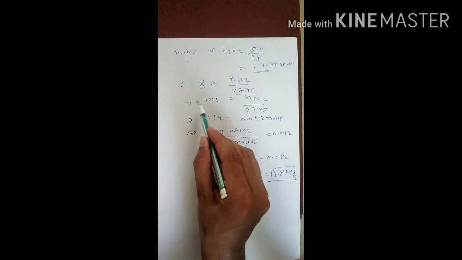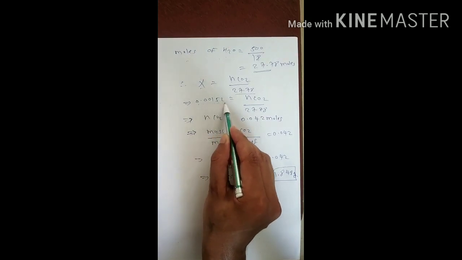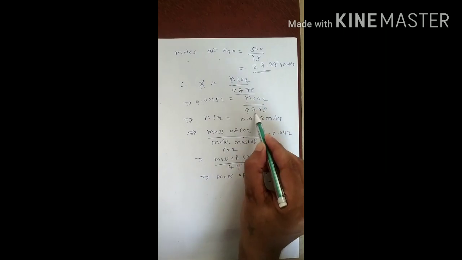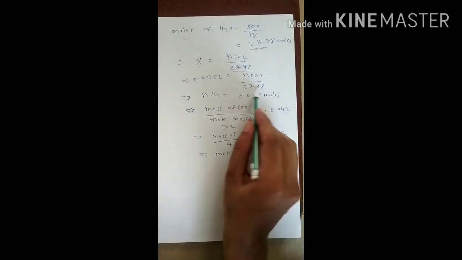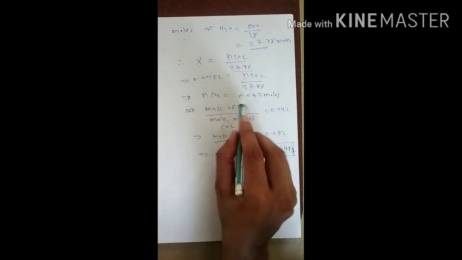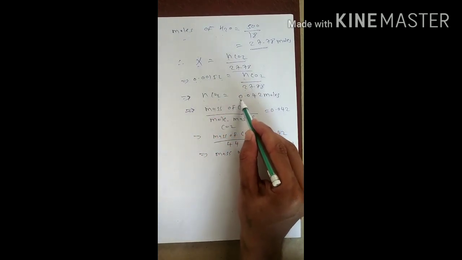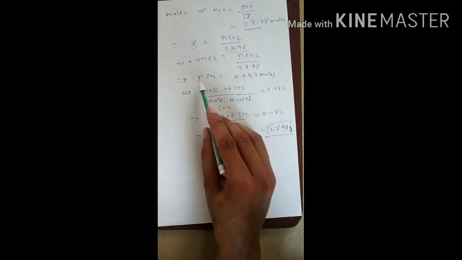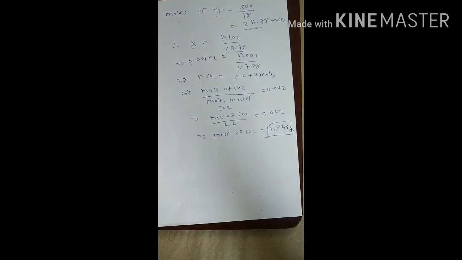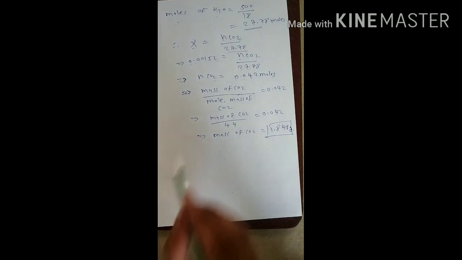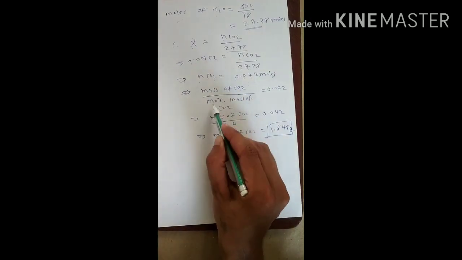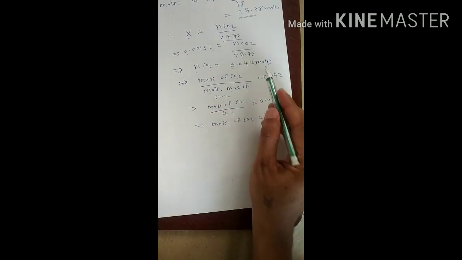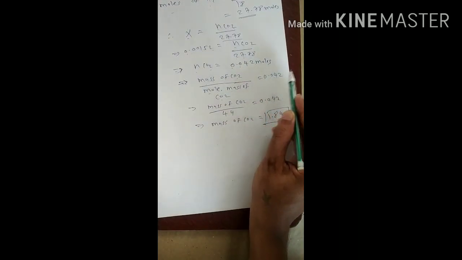Mole fraction, that is 0.00152, is equal to moles of carbon dioxide divided by 27.78. So by multiplying these two, you will get moles of carbon dioxide, that is 0.042 moles. Now what is the formula for moles of carbon dioxide? Mass of carbon dioxide divided by molecular mass of carbon dioxide. Okay, that is equal to 0.042.